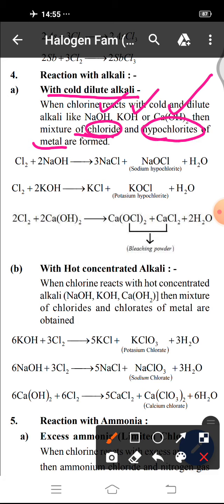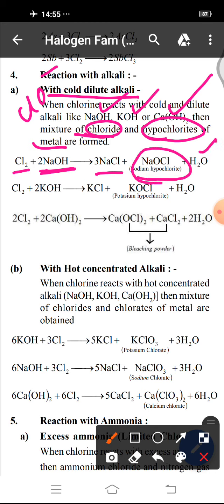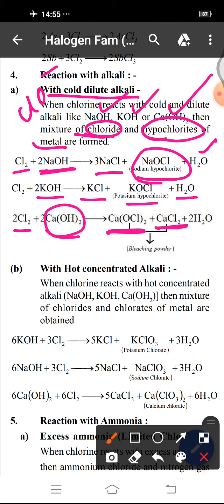So when chlorine reacts with NaOH, it forms NaCl, NaOCl, sodium hypochlorite, and water. When it reacts with KOH, potassium hydroxide, it forms KCl, KOCl, potassium hypochlorite, and water. When chlorine reacts with calcium hydroxide, it forms calcium chloride, calcium hypochlorite and water. So with dilute alkali, it forms metal chlorides, metal hypochlorites and water.